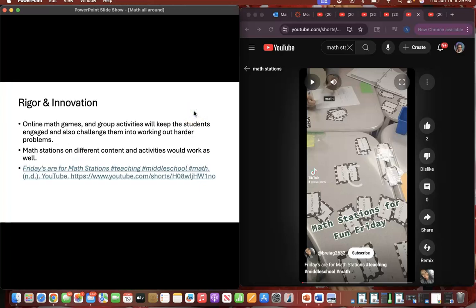Rigor and innovation. Online math games and group activities will keep the students engaged and also challenge them into working out harder problems. Math stations on different content and activities will work as well. Here's an example of a math center or stations.